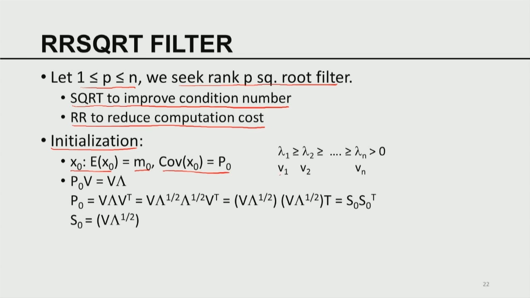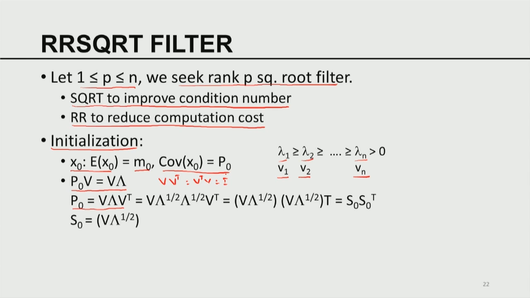Let V be the matrix, let V be the eigenvectors of P naught corresponding to the eigenvalues lambda 1, lambda n. So lambda i, v i are the pair. I can collate all the eigenvectors into a matrix V. I can collate all the eigenvalues along the diagonal and call it a matrix lambda. So this is the classical eigenvalue decomposition, which can be written like this. Since we already know V, V transpose V is equal to V V transpose is equal to I.